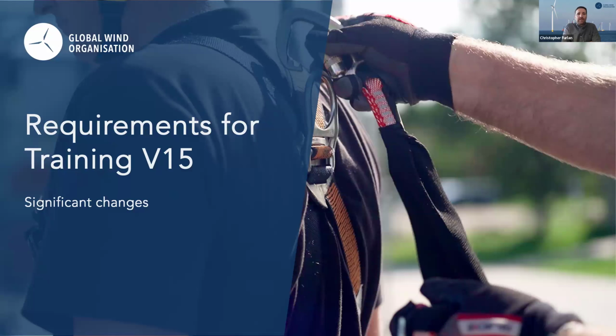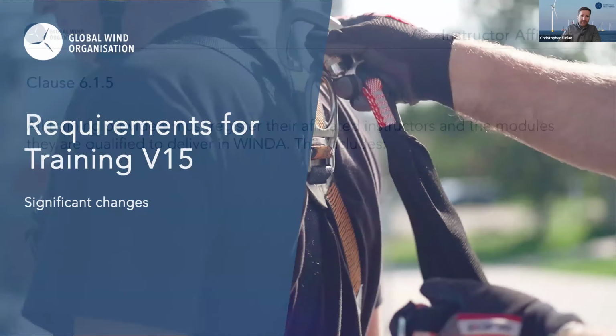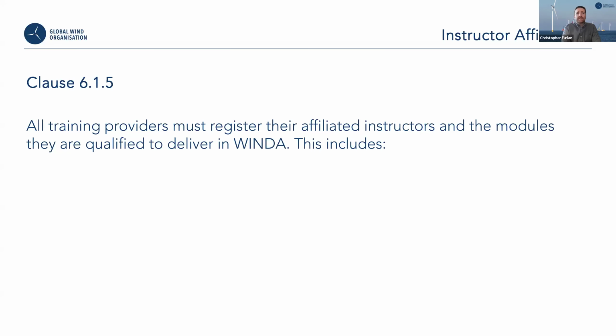Now going to jump into one that I'm going to use a fairly significant amount of time on because most of the big changes live here. One of the key things that we'll start with is instructors. So instructors are covered in two sections of the requirements for training, in section 6 and then again in the actual instructor qualification section. In section 6, this is the general requirements for a training provider.